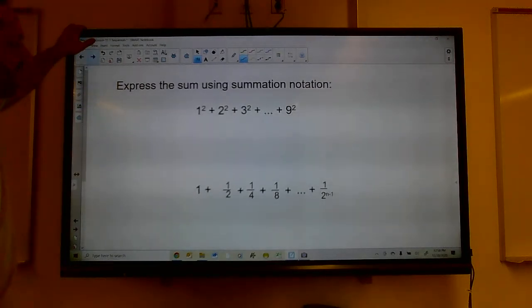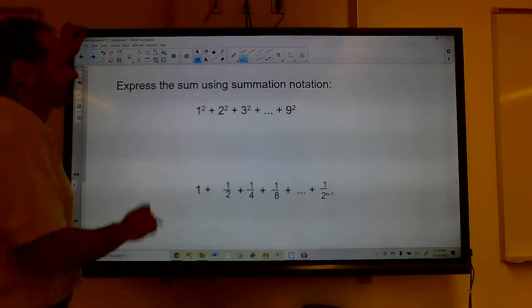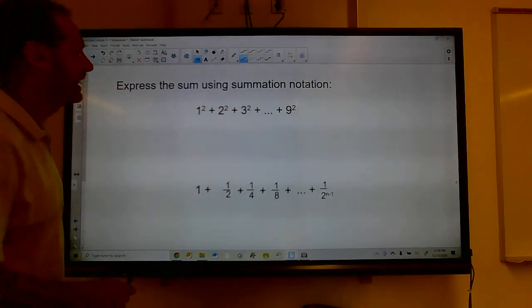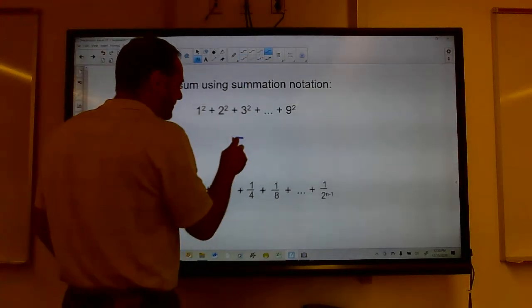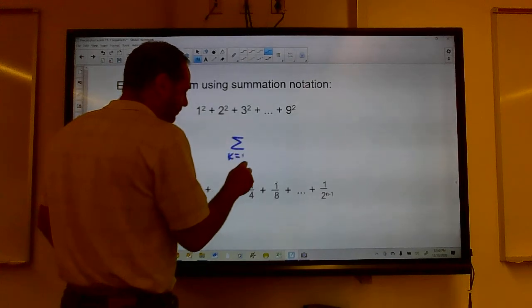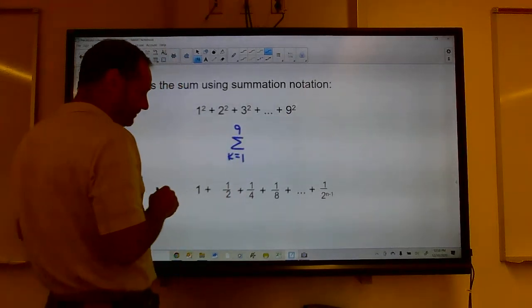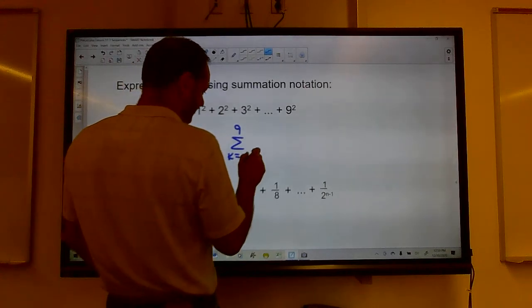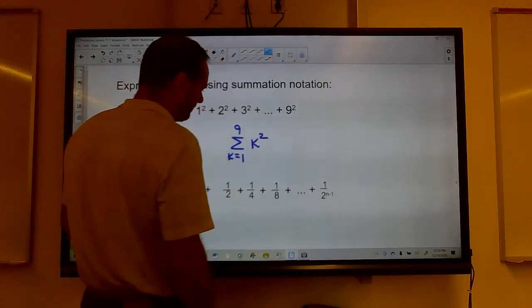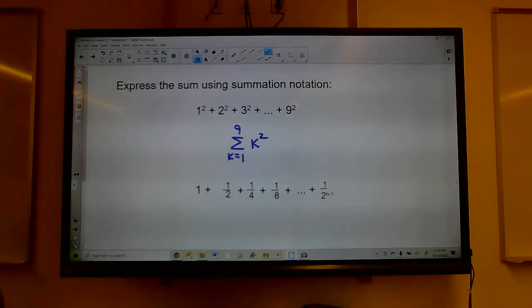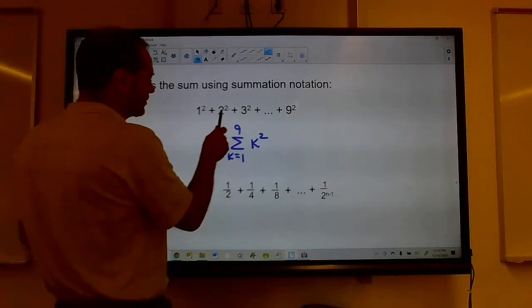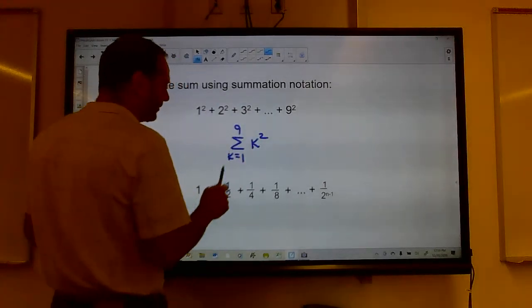All right, express the sum using summation notation. So I got 1 squared plus 2 squared plus 3 squared up to 9 squared. All right, so this is going to be the sum from k equals 1 to 9 of the k squareds. So this is the number that's changing. This is going to be my k. It's going to go from 1 to 9.